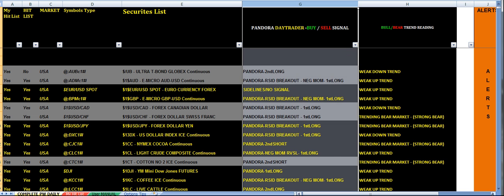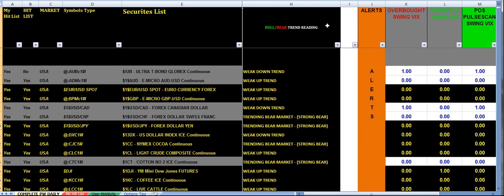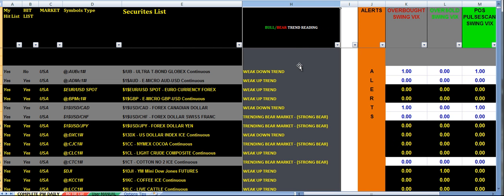The next column is column H. This is your trend indicator, so these are your trend readings, letting you know if you're in a bull trend, a bear trend, up trend, down trend, or if the market is in a weak trend or what have you. A weak trend usually means consolidation. In a bull market, you'll be trading above the Kumo cloud. In a bear market, you're trading below the Kumo cloud. That's what that means.